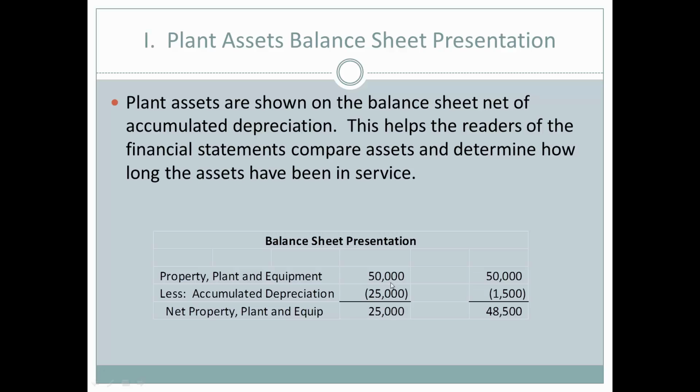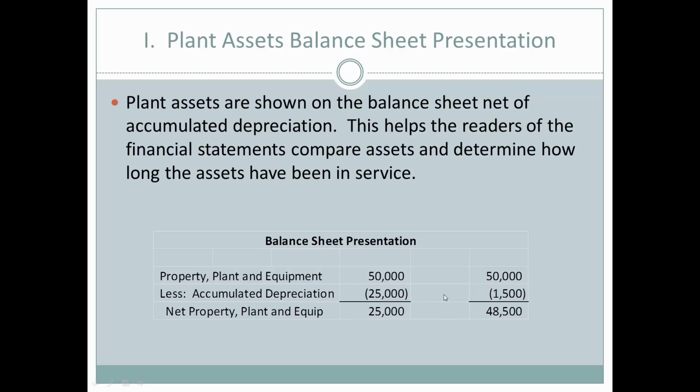Well, this will let readers of the financial statements know that these assets have been placed in service for a very long period of time, as opposed to looking at another calculation where you have property, plant, and equipment and you only have accumulated depreciation of $1,500. Well, obviously these look like newer assets, and that may be very important to the reader of a financial statement. So if the financial statements were just to show $25,000 and $48,500, it would not yield as much information as when you can see how much the accumulated depreciation is.